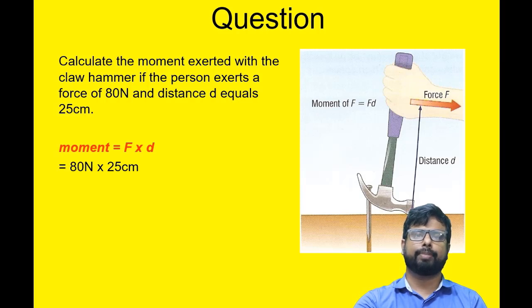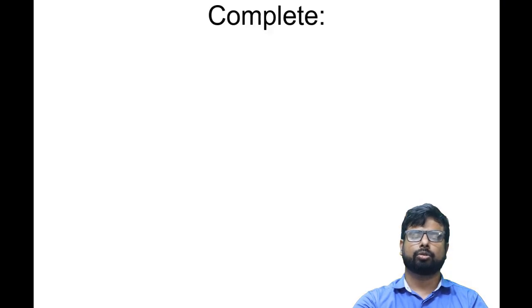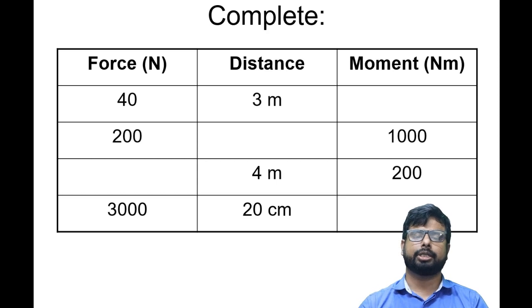So here the force is 80 Newton and the perpendicular distance is 25 centimeter. First we have to convert this 25 centimeter into meter, divided by 100, so 0.25 meter. So 80 into 0.25 meter, 20 Newton meter, in the clockwise direction. Now complete the chart or diagram here.